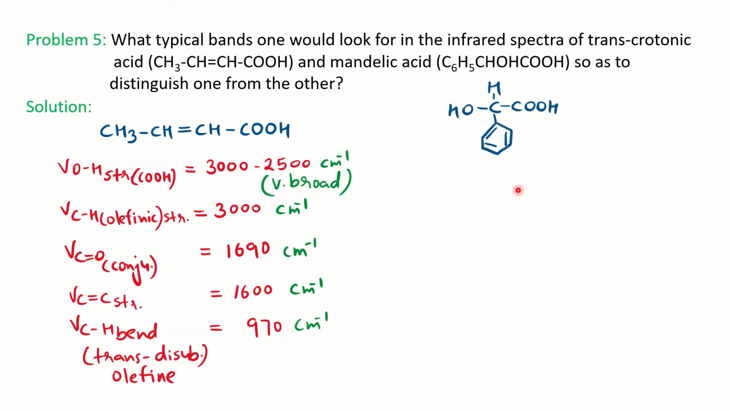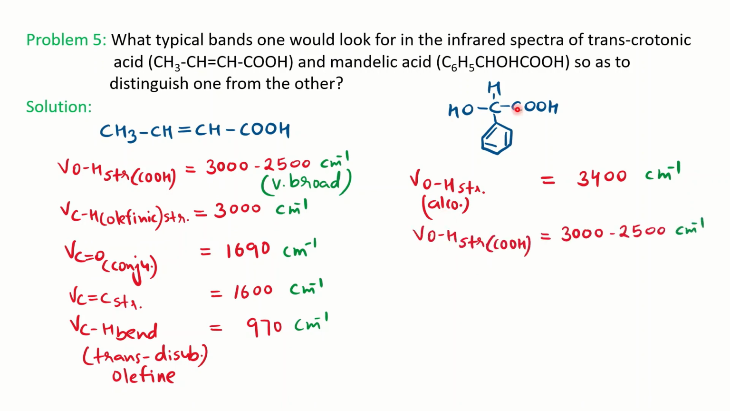Now this is mandelic acid, which is an aromatic molecule, and we'll see what frequencies we will assume. So you will have here an alcoholic OH peak in the range of 3300 to 3600 or so, a very broad peak for the alcoholic OH, which is absent in the crotonic acid. Along with that, you will have one more acidic OH peak in the range of 3000 to 2500, which is present in the previous case as well. So the alcoholic OH peak is a unique peak which was missing in the crotonic acid.